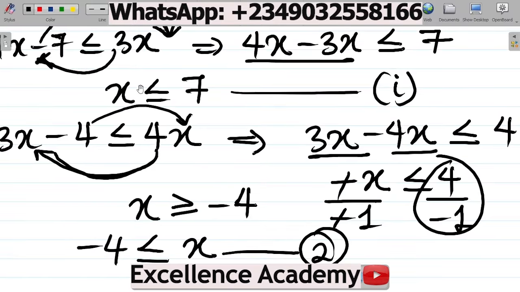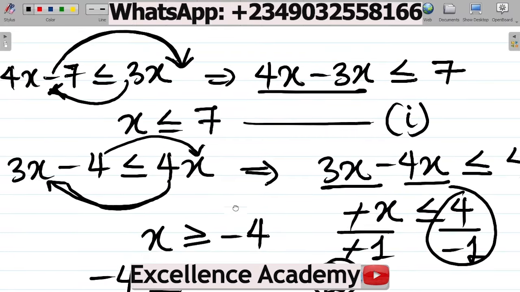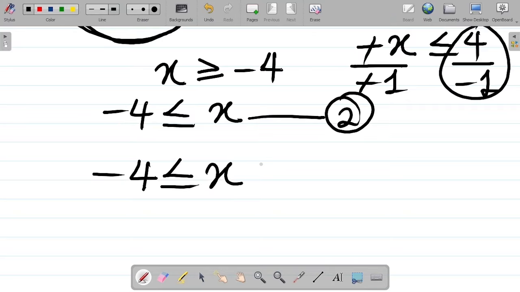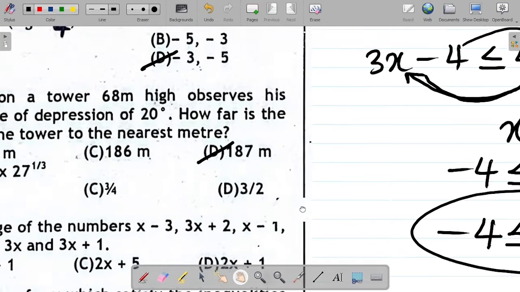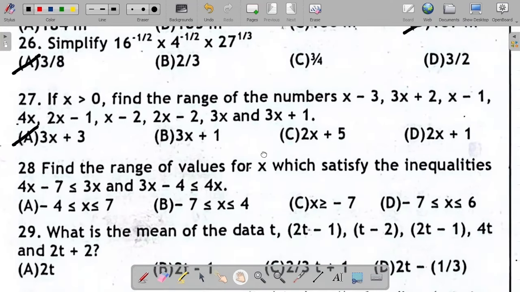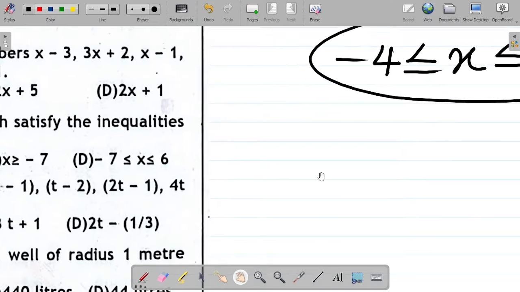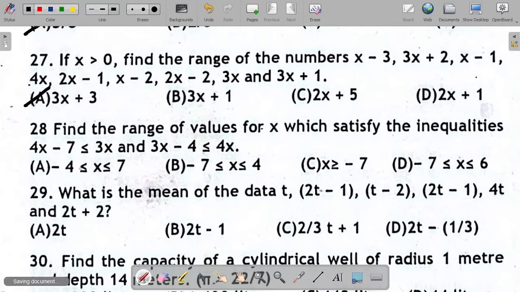If I combine equation 1 and equation 2, from equation 2, we have that minus 4 is less than or equal to x. But in equation 1, we have that this same x is less than or equal to 7. So we have this one here. So minus 4 less than or equal to x less than or equal to 7. That is option A. 28, option A is the correct answer.